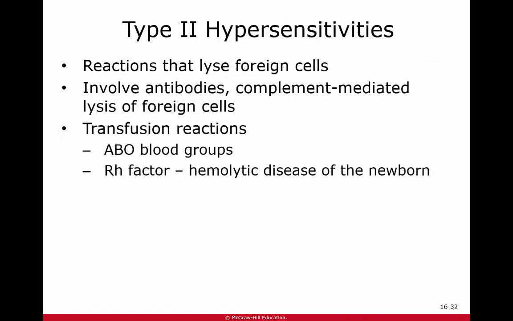And continuing on, we're going to talk about type 2 hypersensitivities. And this is going to be reactions that cause foreign cells to lyse. And this would involve your antibodies. And it's also shown when you have transfusion reactions, when you get the wrong blood type in your ABO blood groups. It's also shown when you have a reaction because of the Rh factor in your blood that causes the hemolytic disease of the newborn.